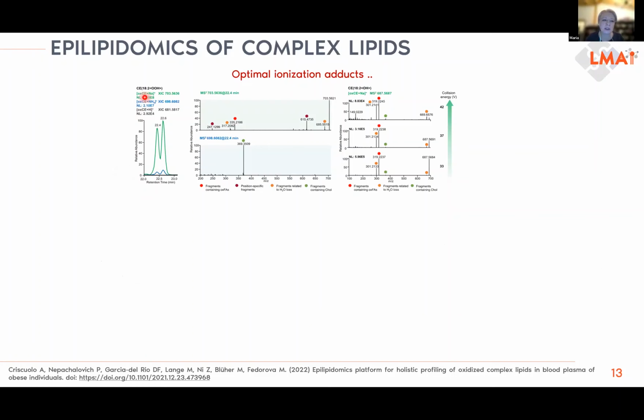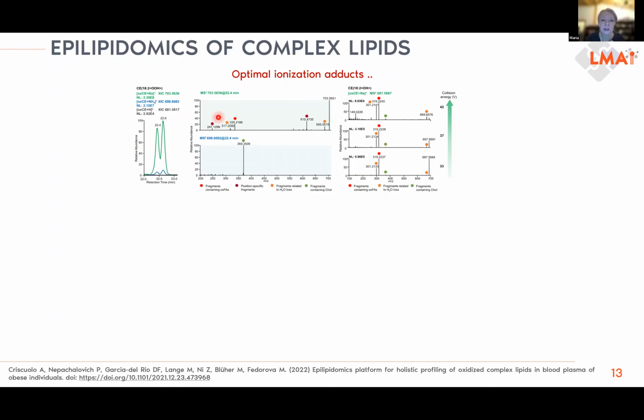So CE, for instance, or TG, usually detected as ammoniated adduct in the positive mode. But we notice that when we deal with oxidized CE and TG, they actually tend to form sodiated species. Now you can see here the extracted ion chromatogram for the same oxidized TG, represented in blue as ammoniated and in green as a sodiated adduct.